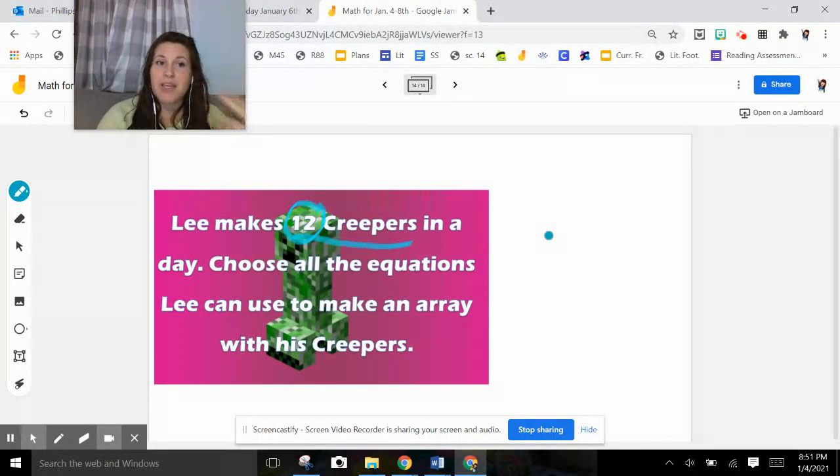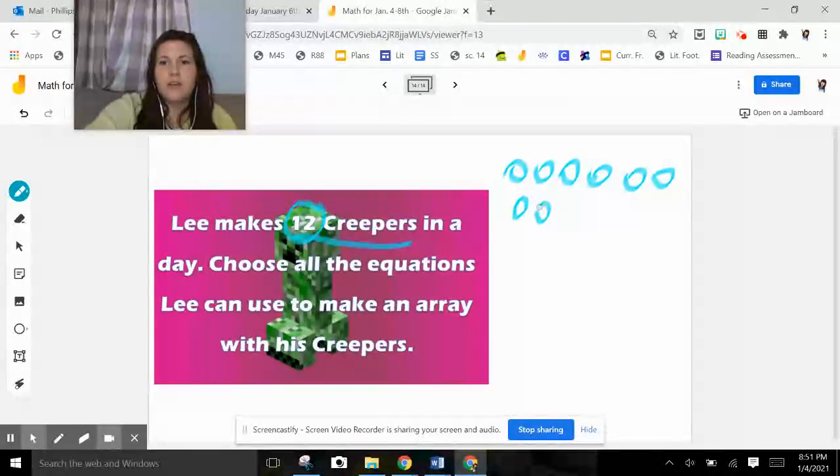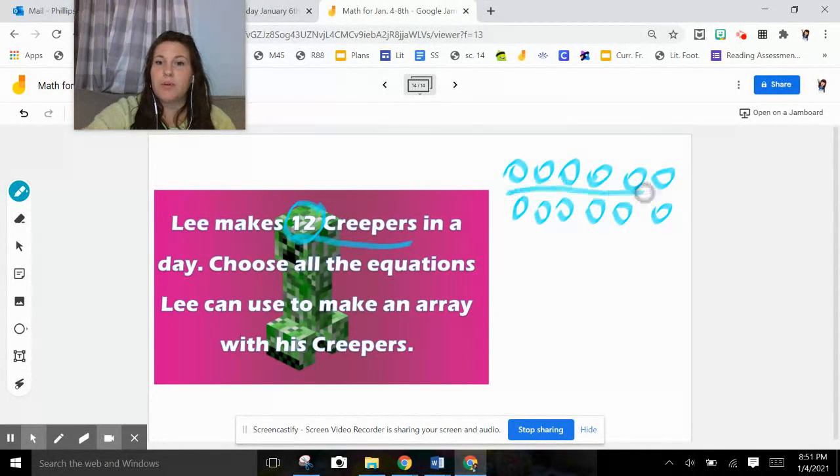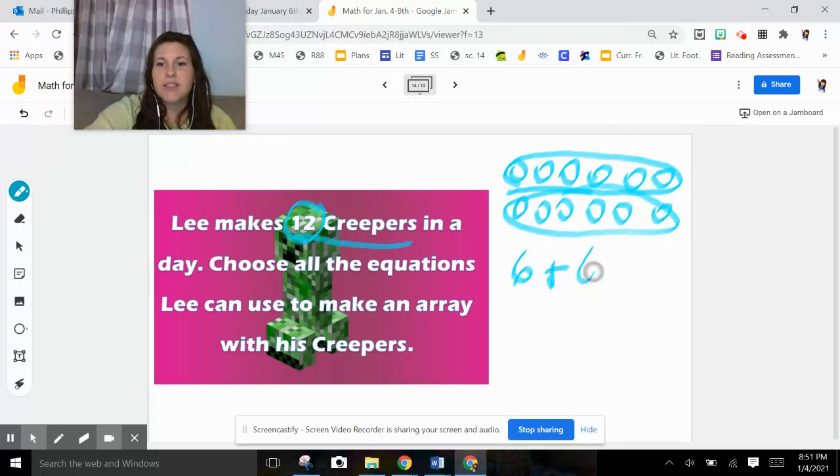So I can immediately think of one in my head, and that is 6 plus 6. So I know that the number 12 can be broken up into 2 equal groups of the number 6. So if I was to draw that array, it really would look like this. That's what that array would look like, which means that I would do 6 plus 6. That's repeated addition, and that would give me my 12 creepers. So that is an equation that I could use to make my array of Lee's 12 creepers.